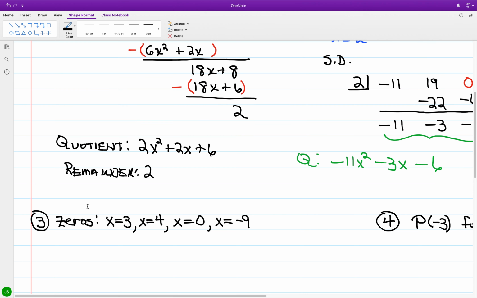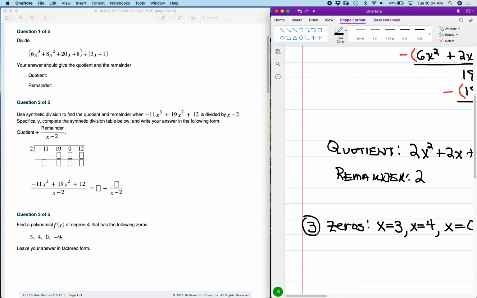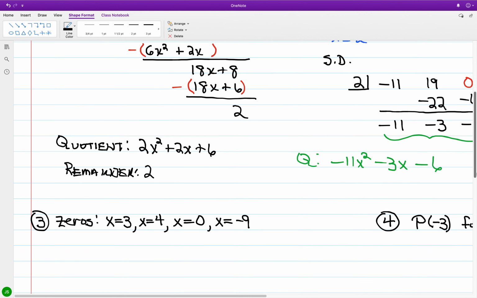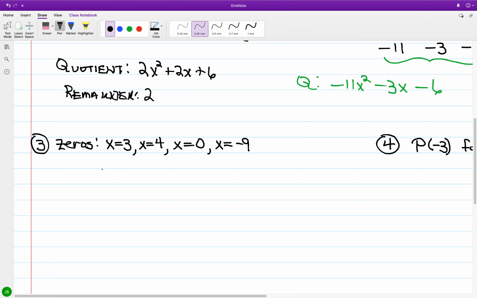Now we're looking at forming a polynomial from the following zeros, and it says to leave the answer in factored form, but I'm going to show both versions here. With our zeros, we have 3, 4, 0, and negative 9. Now for the factored form, we have our function f of x, it could be y, it could be g of x.